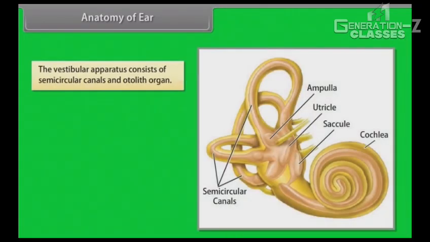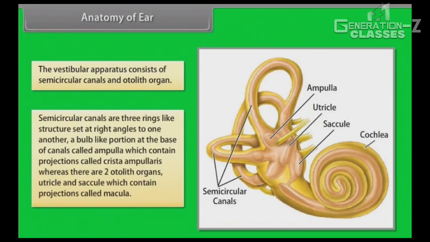The vestibular apparatus consists of semicircular canals and otolith organs. Semicircular canals are three ring-like structures set at right angles to one another, and a bulb-like portion at the base of the canals is called the ampulla, which contains projections called crista ampullaris, whereas there are two otolith organs, the utricle and saccule, which contain projections called macula.